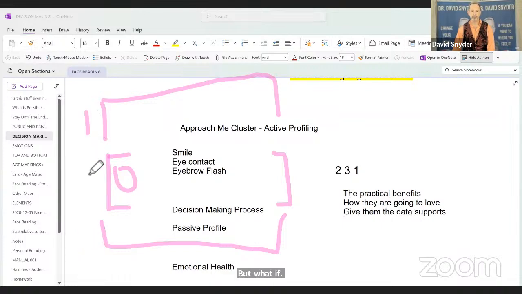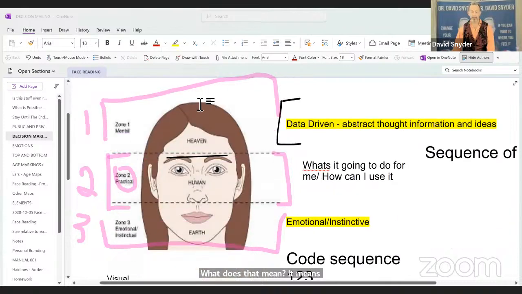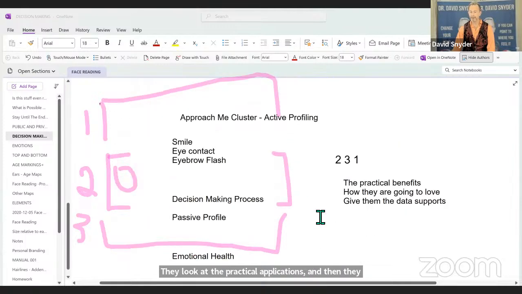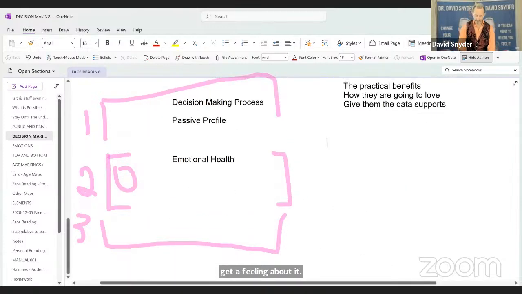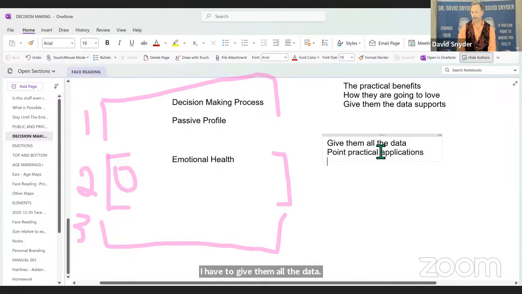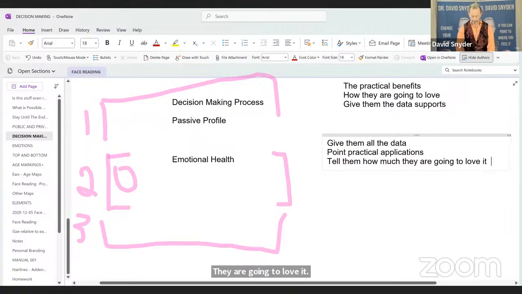But what if they're a 1, 2, 3? What does that mean? It means they parse the data, they look at the practical applications, and then they get a feeling about it. Well, then I have to do exactly that. I have to give them all the data, point out the practical applications, and tell them how much they are going to love it, and to follow their instincts.